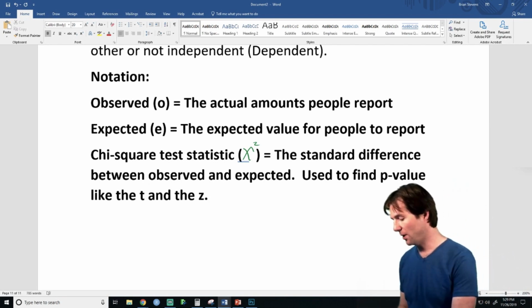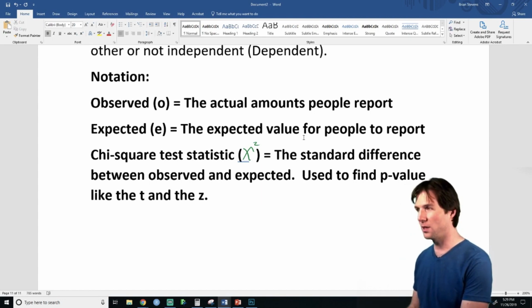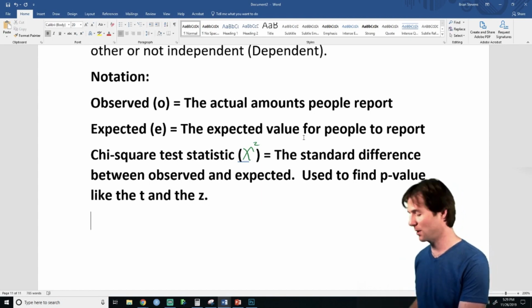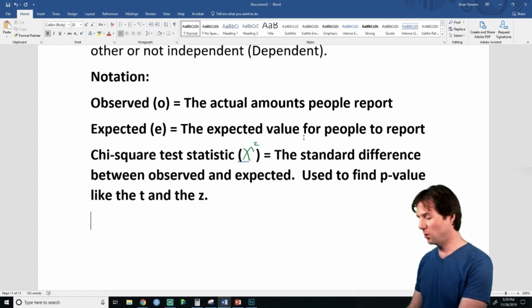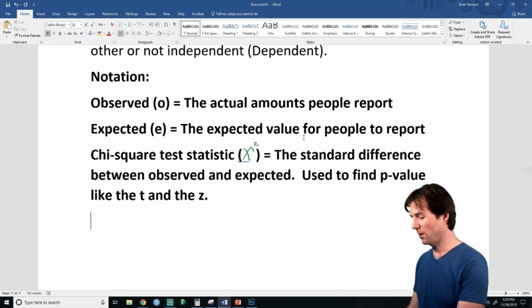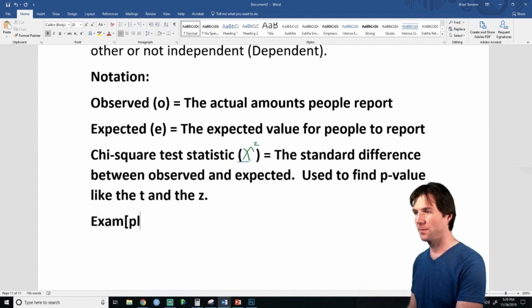So we have here that we will need to write an example question. Let's write here, example problem.